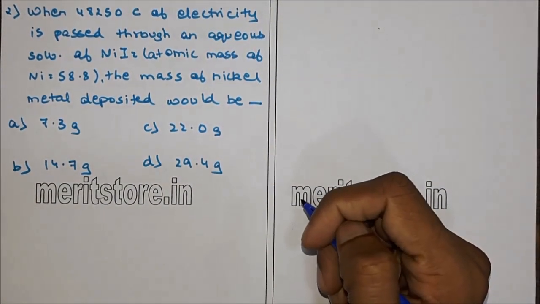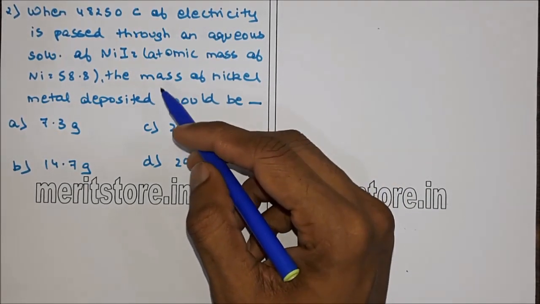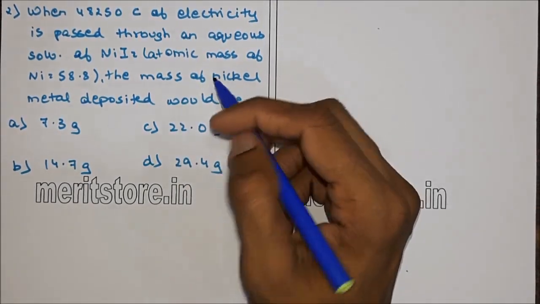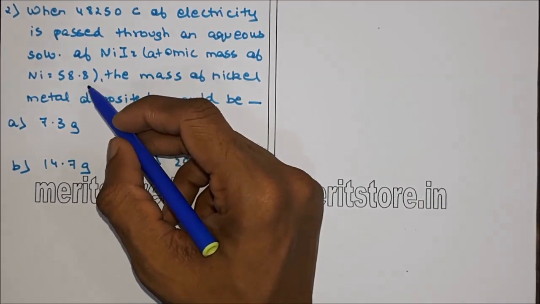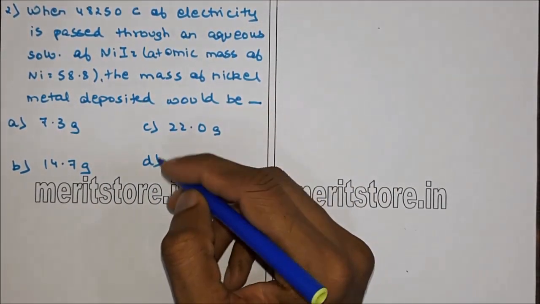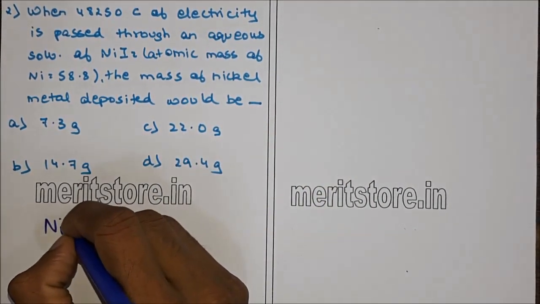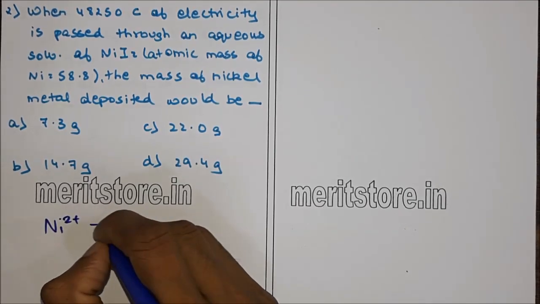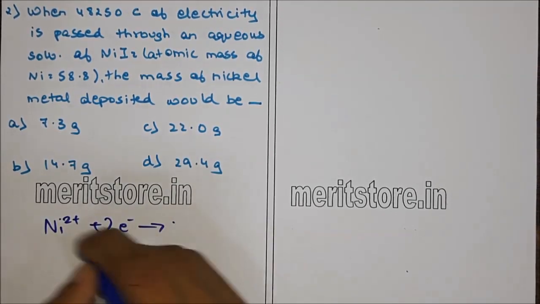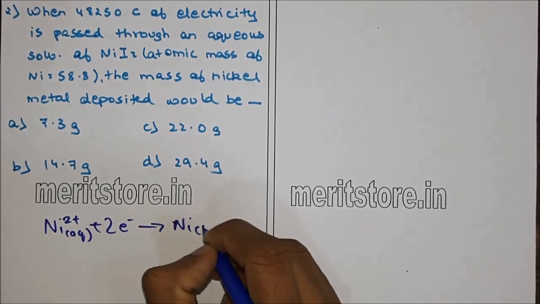Question 2. When 48,250 coulomb of electricity is passed through an aqueous solution of nickel iodide, atomic mass of nickel is given as 58.8. The mass of nickel metal deposited would be dash. We're given 4 options over here. So nickel, to form nickel from Ni 2+, we need 2 electrons.